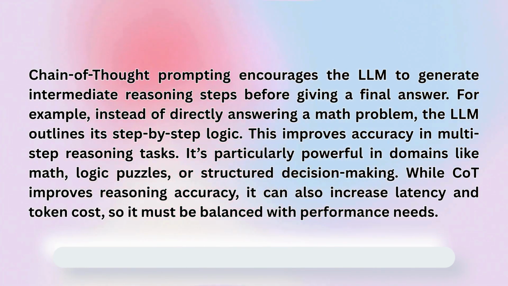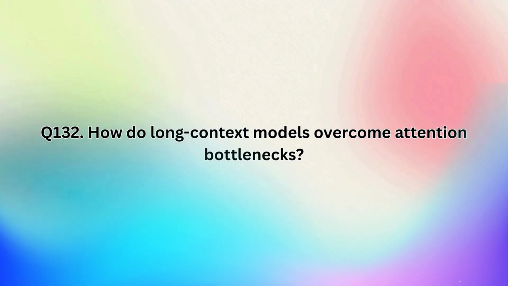It's particularly powerful in domains like math, logic puzzles, or structured decision-making. While COT improves reasoning accuracy, it can also increase latency and token cost, so it must be balanced with performance needs. How do long context models overcome attention bottlenecks?